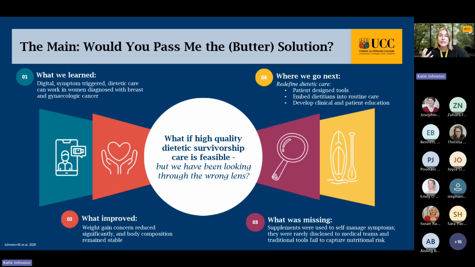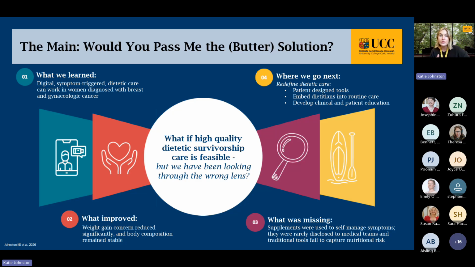We did some qualitative research and we found that there were really some practical and structural constraints in this communication, and also the perceived disinterest and skepticism from our medical professionals as well as our healthcare professionals too. And we also found that traditional tools failed to capture nutritional risk in this cohort. So where do we go next? Well, we really need to redefine dietetic care.